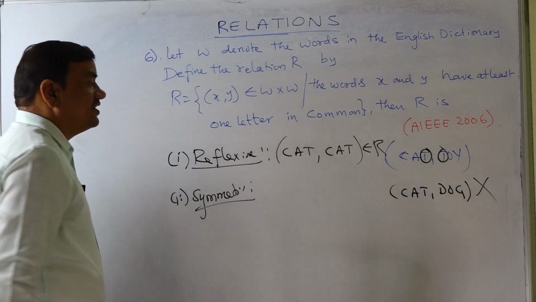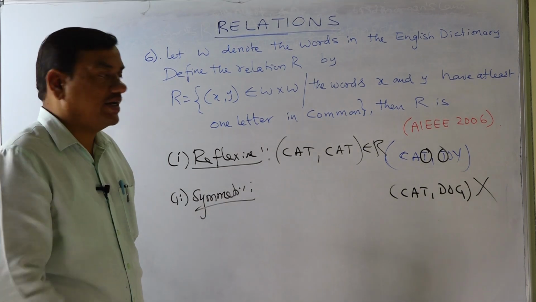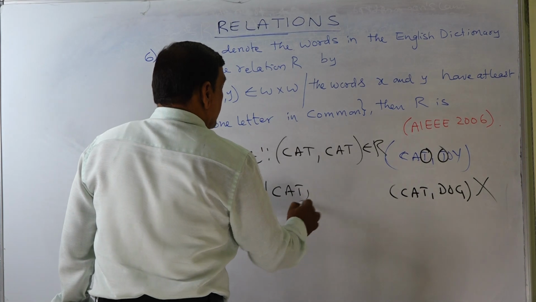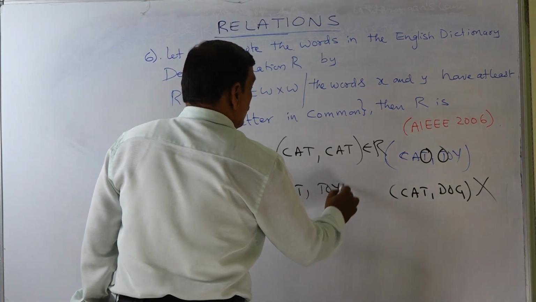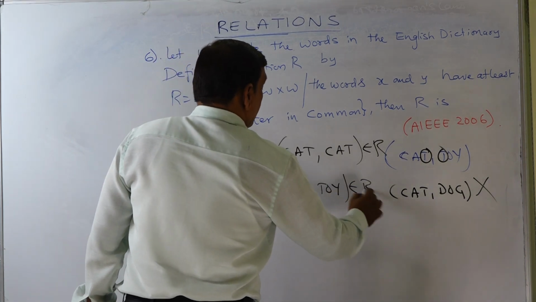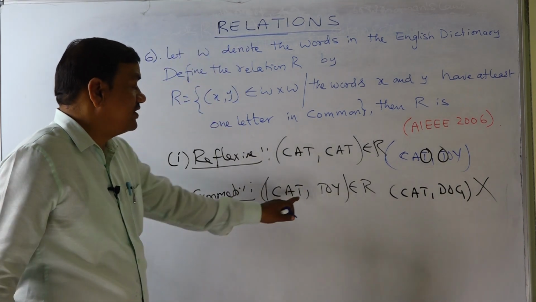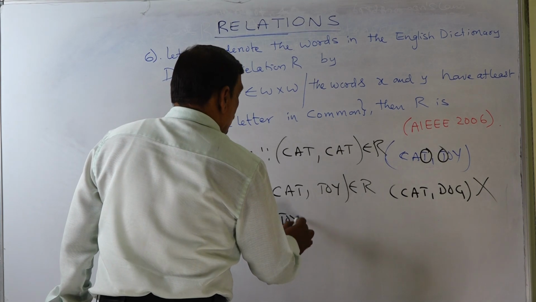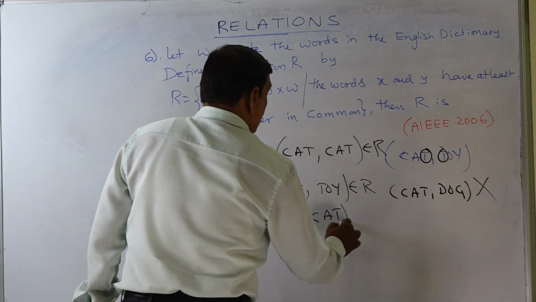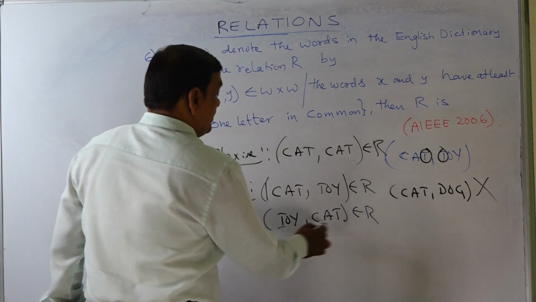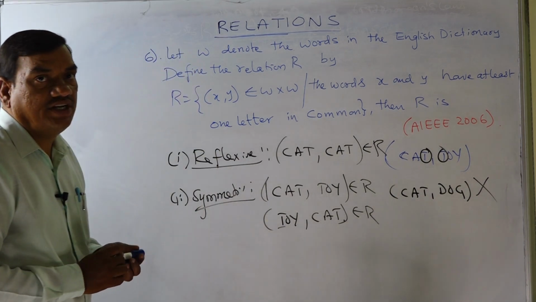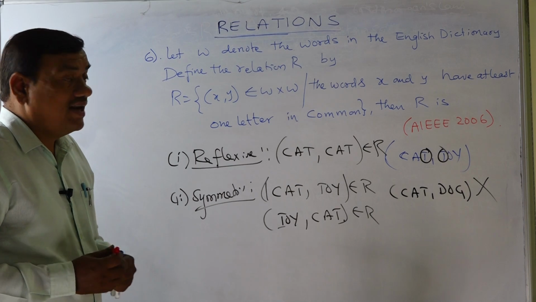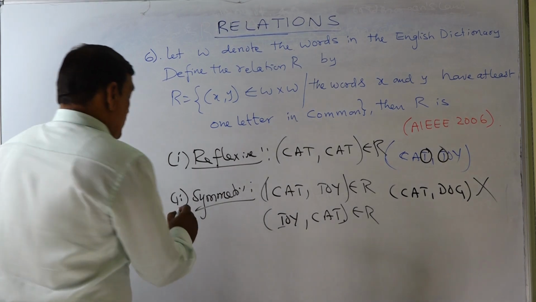To check the symmetric, you have to take 2 words. Let us take CAT and TOY. It belongs to R. How can you say? T is common, one letter is common. Obviously, (TOY, CAT) also belongs to R. Why? T is the same. Yes, it is a symmetric relation. Let us check the transitive relation.